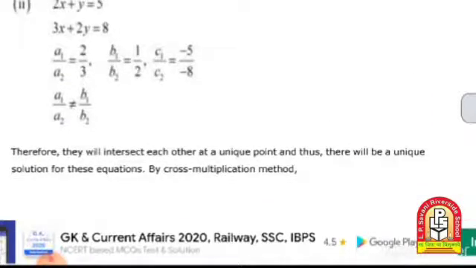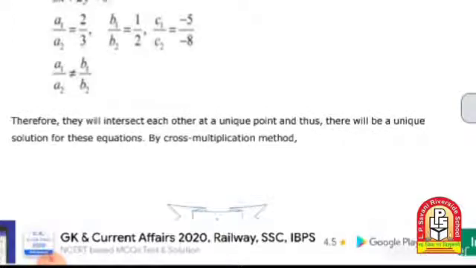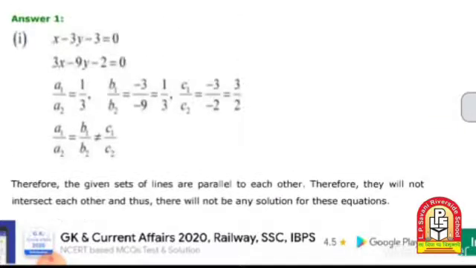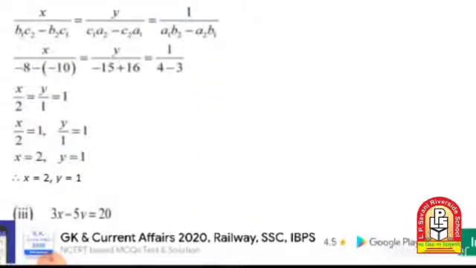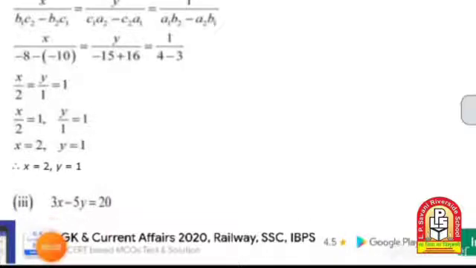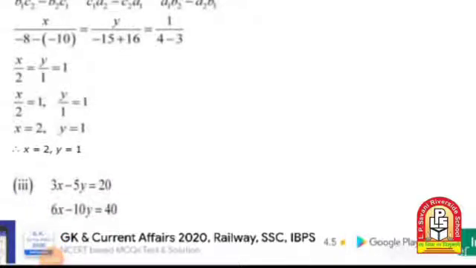For the second, a1 upon a2 not equal to b1 upon b2, so there is one solution, and then we go ahead. If there is no solution, then we do not have to do the next steps. So x upon b1c2 minus b2c1 is equal to y upon c1a2 minus c2a1. This equation we are going to evaluate in our next classes. So this is a general overview of the chapter which is left to teach.